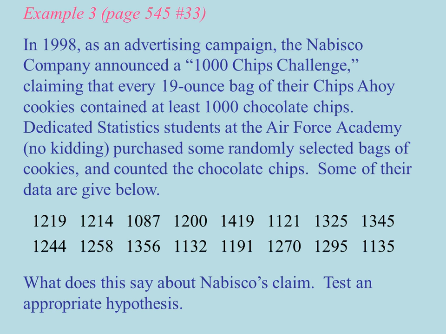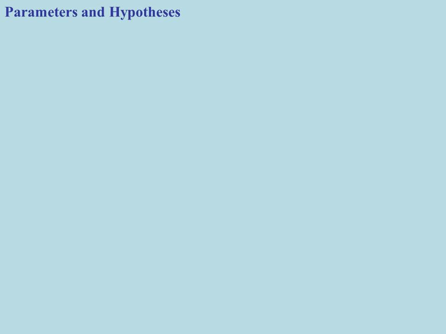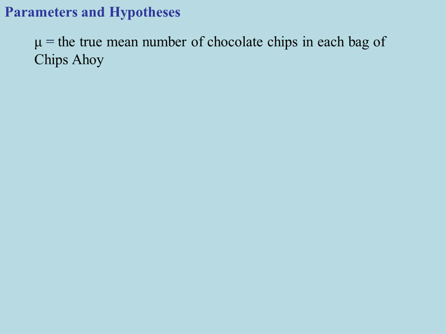Okay, once you have that, what does this say about the Nabisco's claim? Then what I want you to do is test an appropriate hypothesis. That means we have to create one, right? So we need to define our parameters and create a hypothesis. Our mean, or mu, is the true mean number of chocolate chips in each bag of Chips Ahoy, and again, that was a 19-ounce bag, I believe. Therefore, our null hypothesis is that there is 1,000, and the alternative is that there's more than 1,000.